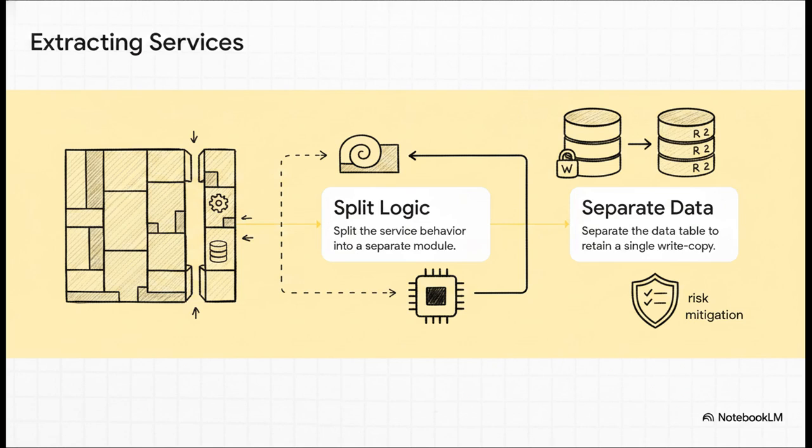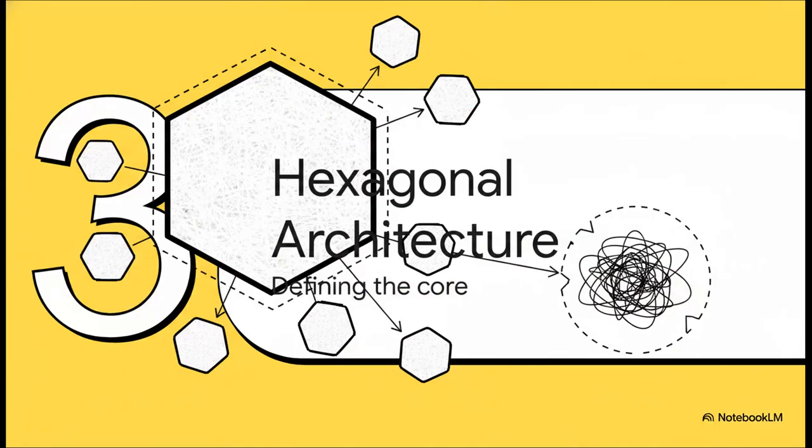When it's actually time to extract, the sequence is literally everything for risk mitigation. First up, extract a single vertical business capability. Next, split the service behavior into a totally separate module within the code. And then, only after that, do you separate the data tables, making sure to retain a single write copy. By making that logical separation in the existing monolith first, you're safely decoupling the logic before making that permanent split in the database.